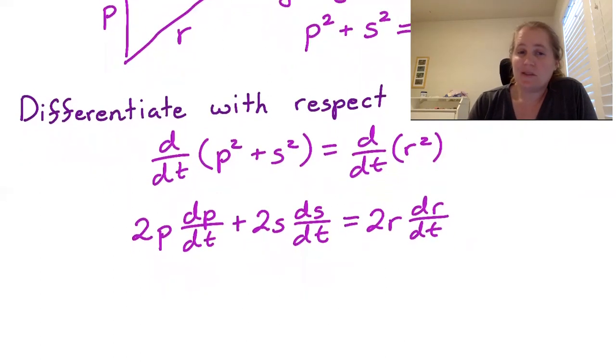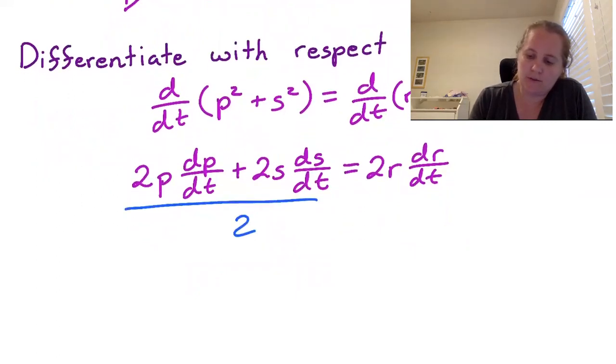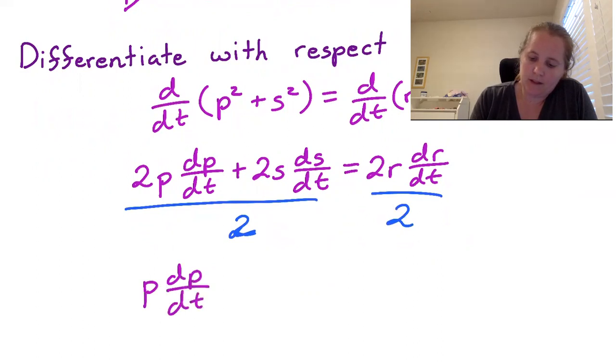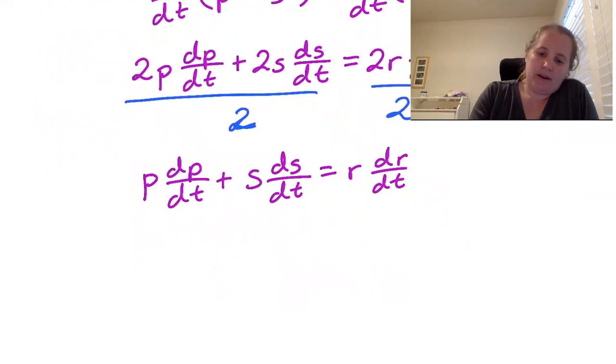If you wanted, we could simplify. So I'm going to go ahead and divide both sides by 2. And we wind up with p times dp/dt plus s times ds/dt is equal to r times dr/dt. Once we have that, we can go ahead and plug in.